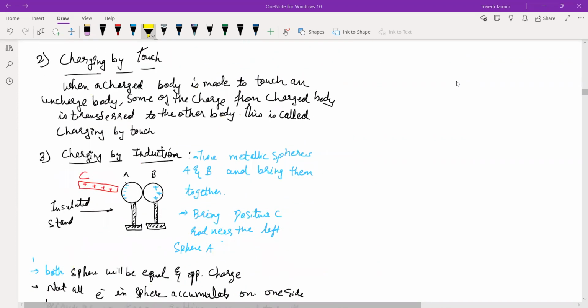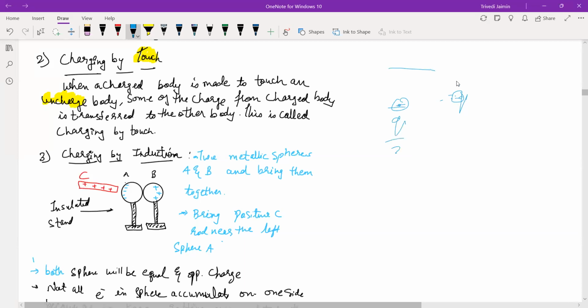Let's see the next one: charging by touching. When a charged body is made to touch an uncharged body, there is an example for this. Suppose this is a charged body and this is an uncharged body. If they touch here, the charge will now be divided between those two.